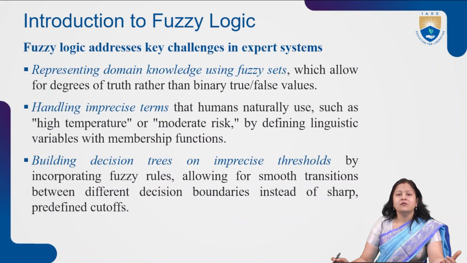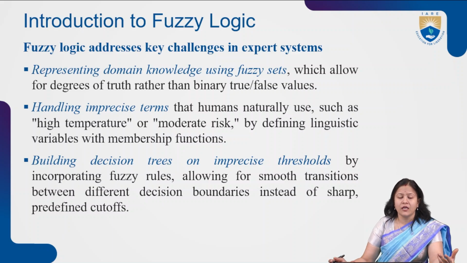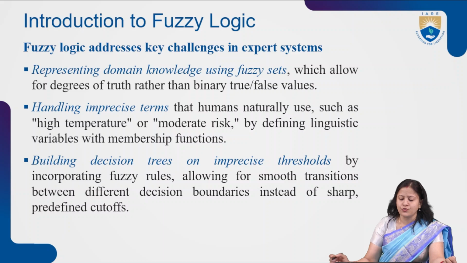Now, fuzzy logic addresses these key challenges in expert systems. As we already know, an expert system is a system which can give expert advice to the user. So fuzzy logic can help the expert system. Like the first one, it can represent the domain knowledge using fuzzy sets, because the expert system may be related to an educational system, or a medical system, or an IARE system. So irrespective of the domain, the expert system can give expert advice to the user. That is why all the uncertain things may come up for expert people or expert systems. That is why fuzzy logic is used, which allows for a degree of truth rather than applying binary true and false.